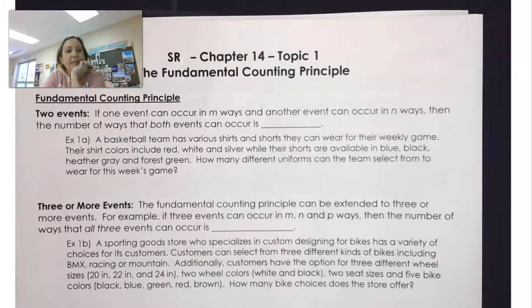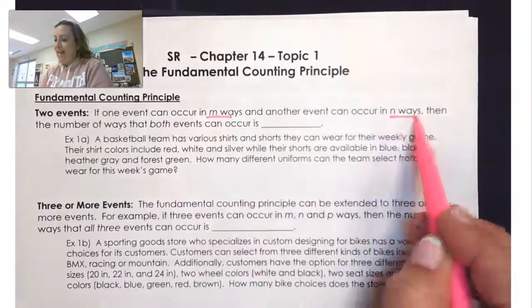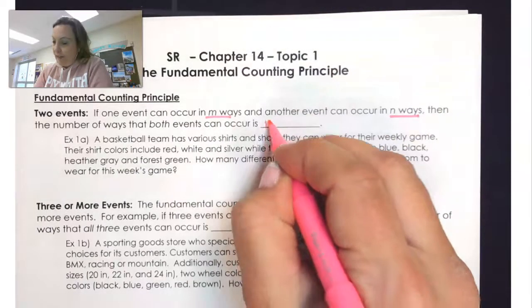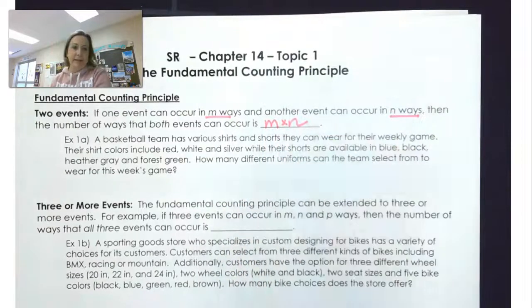So we're going to be starting with the idea of the fundamental counting principle. We'll start with two events. If one event can occur in m ways and another event can occur in n ways, then the number of ways that both events can occur is going to be m times n.